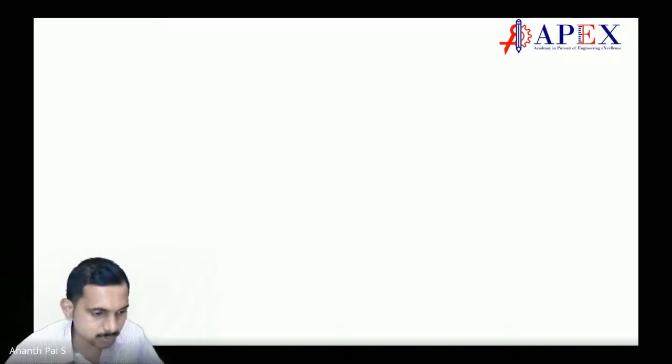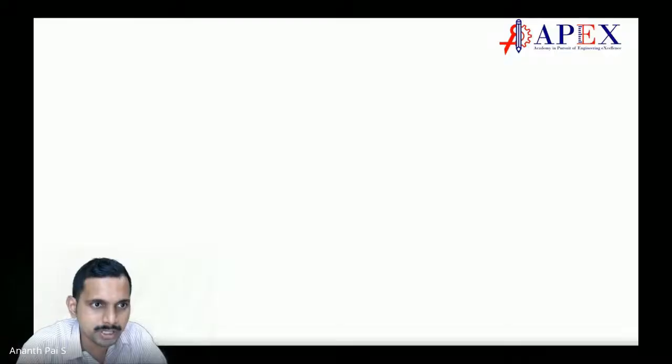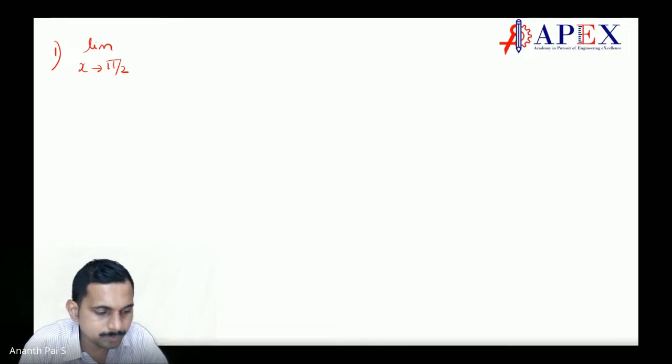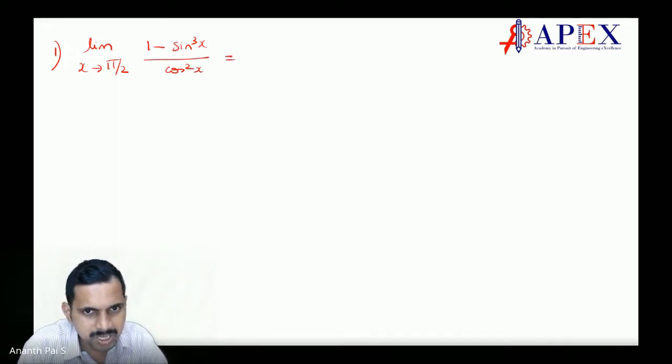Now let us do another one. Let us do another set of problems. Let's say 1. Limit x tends to pi by 2 of 1 minus sine cube x divided by cos square x. What is the answer? Let us see.